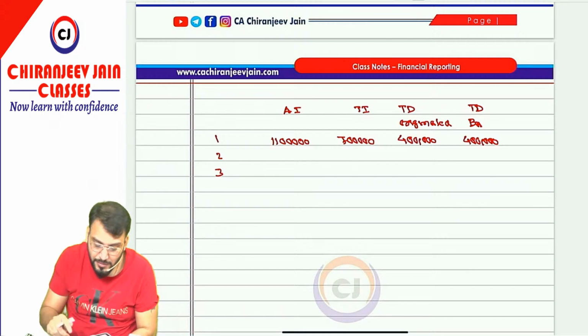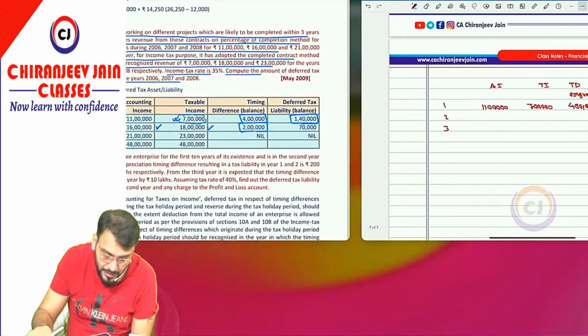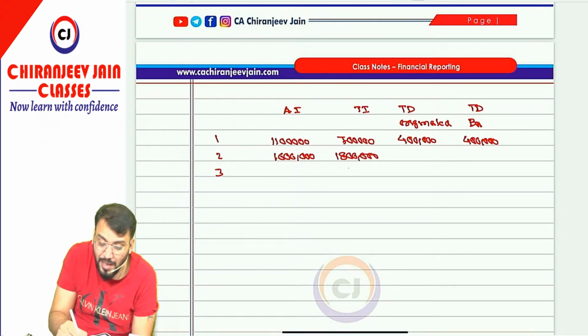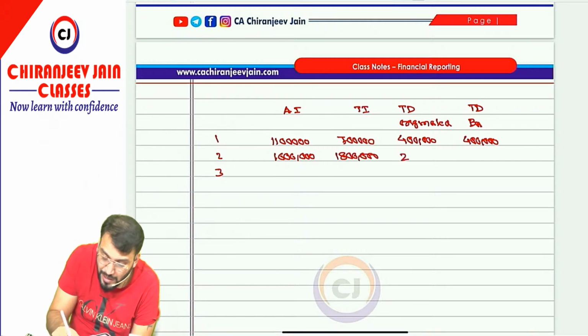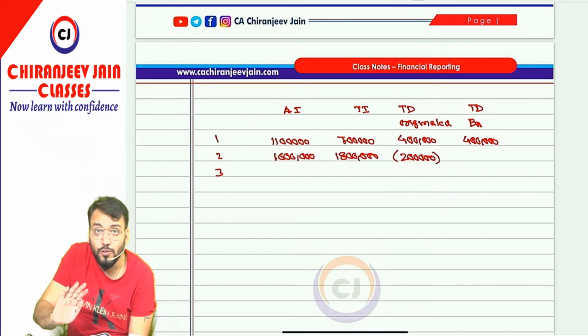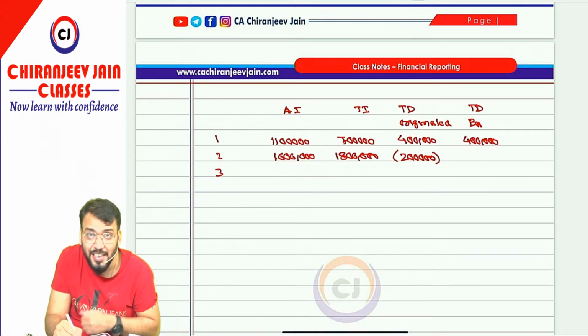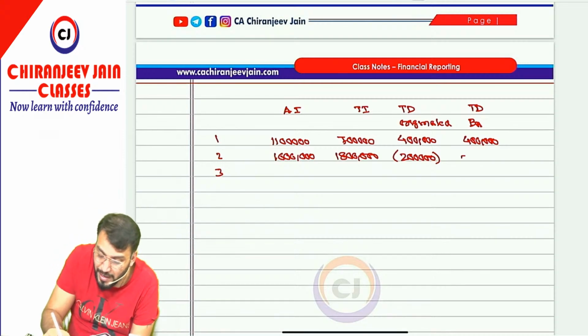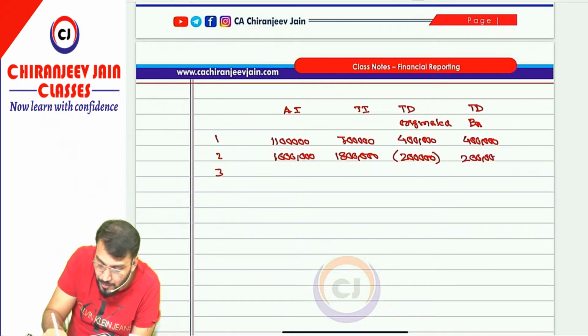Next year it is 16 lakh, 18 lakh. You can see now 2 lakh is actually taxable. It means out of 4 lakh, 2 lakh is reversed, because in this second year, under the Income Tax Act, 18 lakh is taxable. So the timing difference reversed is 2 lakh, and the balance becomes 2 lakh. Understood?